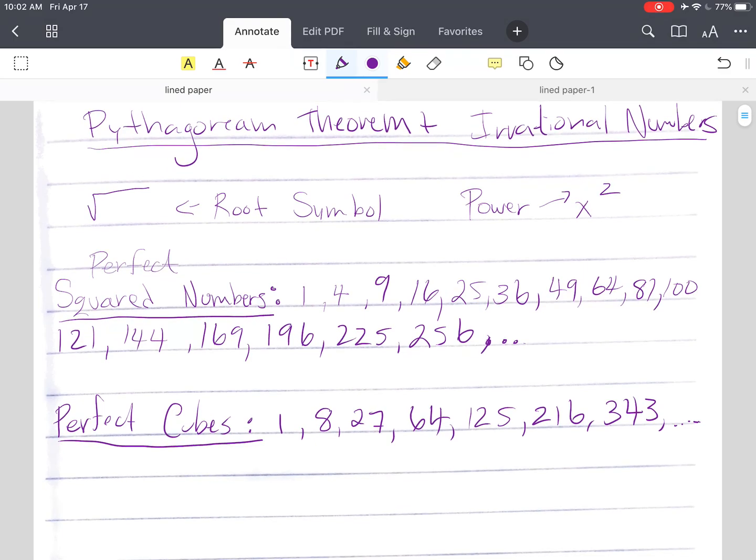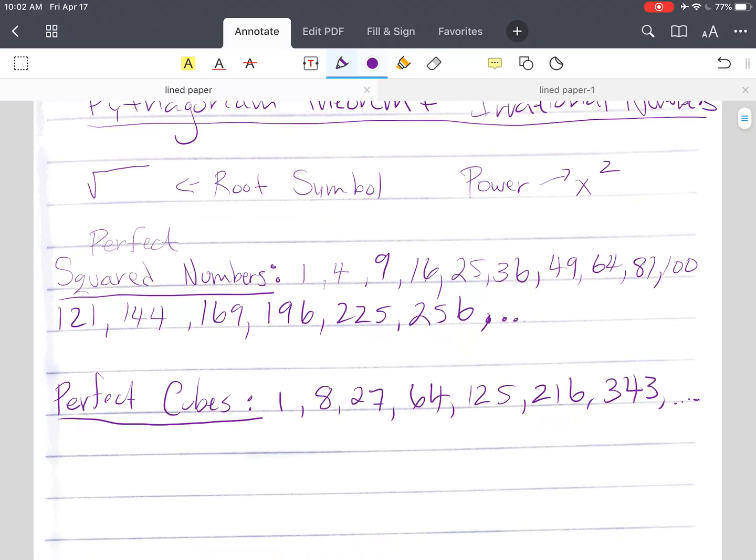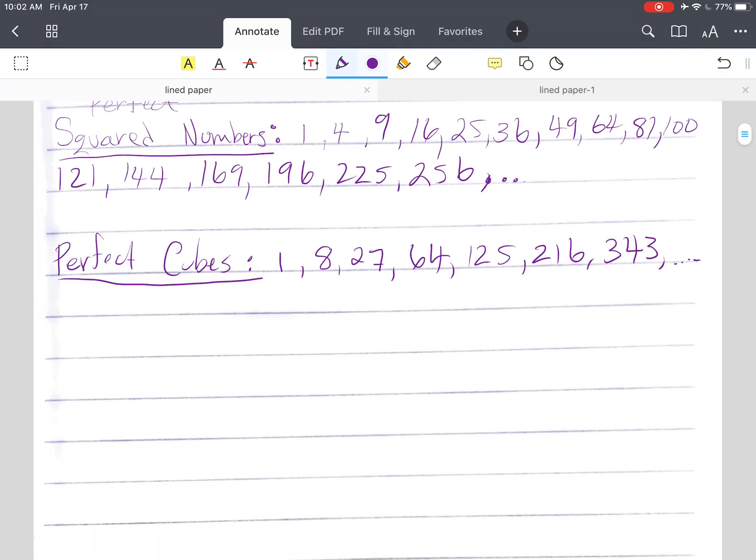So where does this even play? Pythagorean theorem, irrational numbers. Well, the Pythagorean theorem is a theorem, and irrational numbers are a type of number, okay? So it's important that we understand the basics, like what are perfect squares, what are perfect cubes, and we don't even know what the root symbol does, okay?